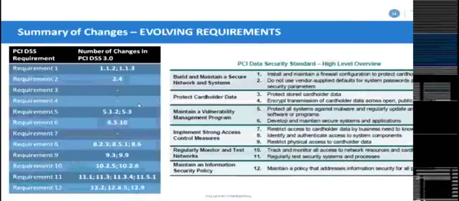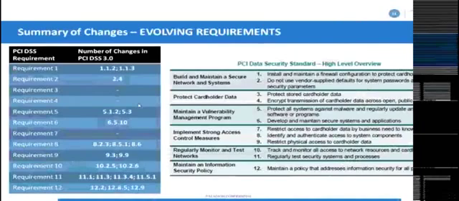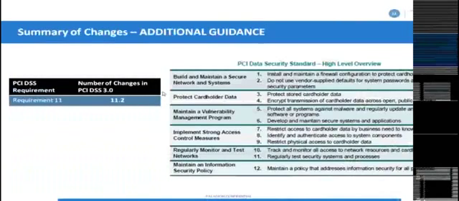evolving requirements, so that it would help the group that has joined this presentation to understand what the changes are, and what you would have to do when you move from version 2.0 to version 3.0. In terms of the additional guidance, we have 11.2 that has been clarified, and additional guidance that is required, there is this one 3.0.